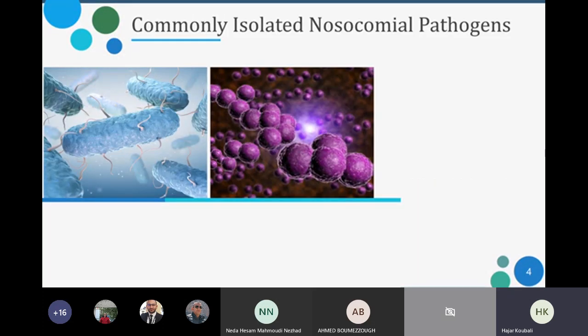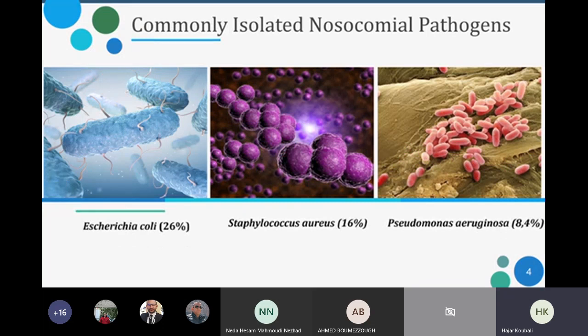The most commonly isolated nosocomial pathogens are, first of all, E. coli with 26%. It is the main cause of wound infections, pneumonia, and meningitis in neonates. The second one, Staphylococcus aureus, with 60%. It is the primary cause of lower respiratory tract infections and the second leading cause of nosocomial pneumonia and cardiovascular infections. The third one is Pseudomonas aeruginosa, with 8.5%. It colonizes the respiratory and the gastrointestinal tracts of hospitalized patients.